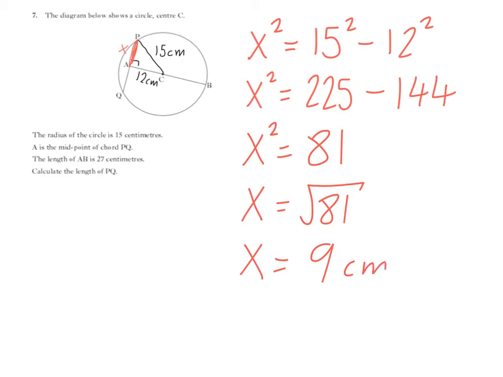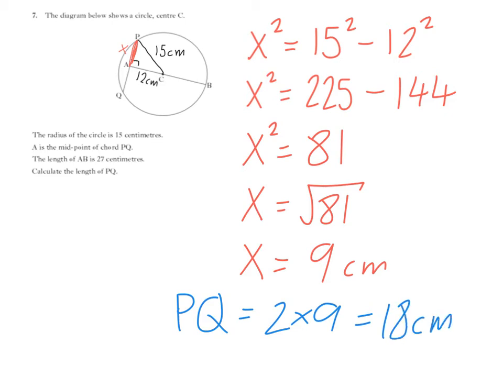Now that is just half of the chord PQ. We were told that A was the midpoint. So in order to find the length of PQ, we are going to double x. So PQ is going to be equal to 2 times 9, which is then 18 centimetres. That's the length of the chord PQ and our final answer.